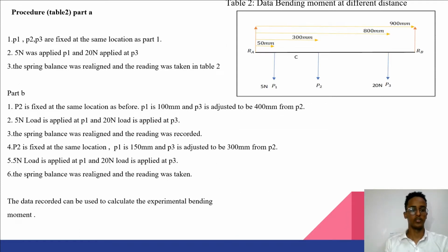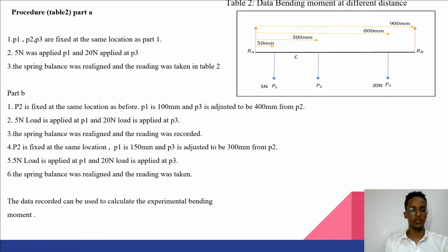Procedure Table 2 Part A. This time B1, B2 and B3 are fixed at the same location as Part 1. 5 Newton was applied at B1 and 20 Newton applied at B3. The spring balance was realigned and the reading was taken.